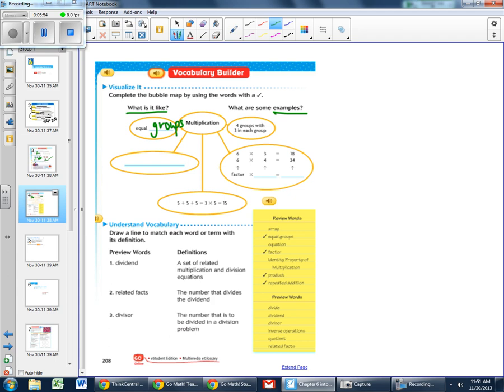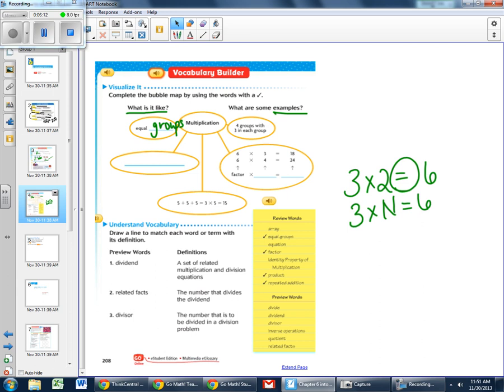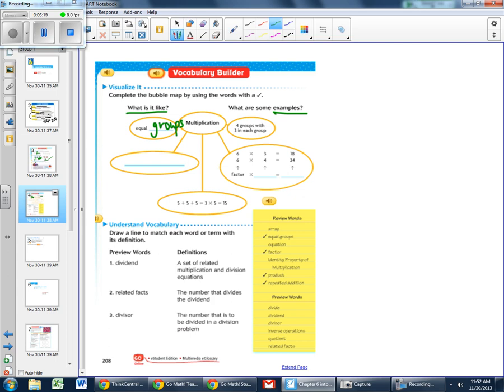Equation, we talked about last time. Equation is any problem with an equal sign. Okay, there's our equal sign, so this is therefore an equation. And we talked about how you can even have another symbol there to represent the missing number. So there's your equation. A factor is one with our check mark by it. And remember, a factor is part of a multiplication problem. So if I, again, have 3 times 2 equals 6, the 2 and the 3 are both factors in that problem.